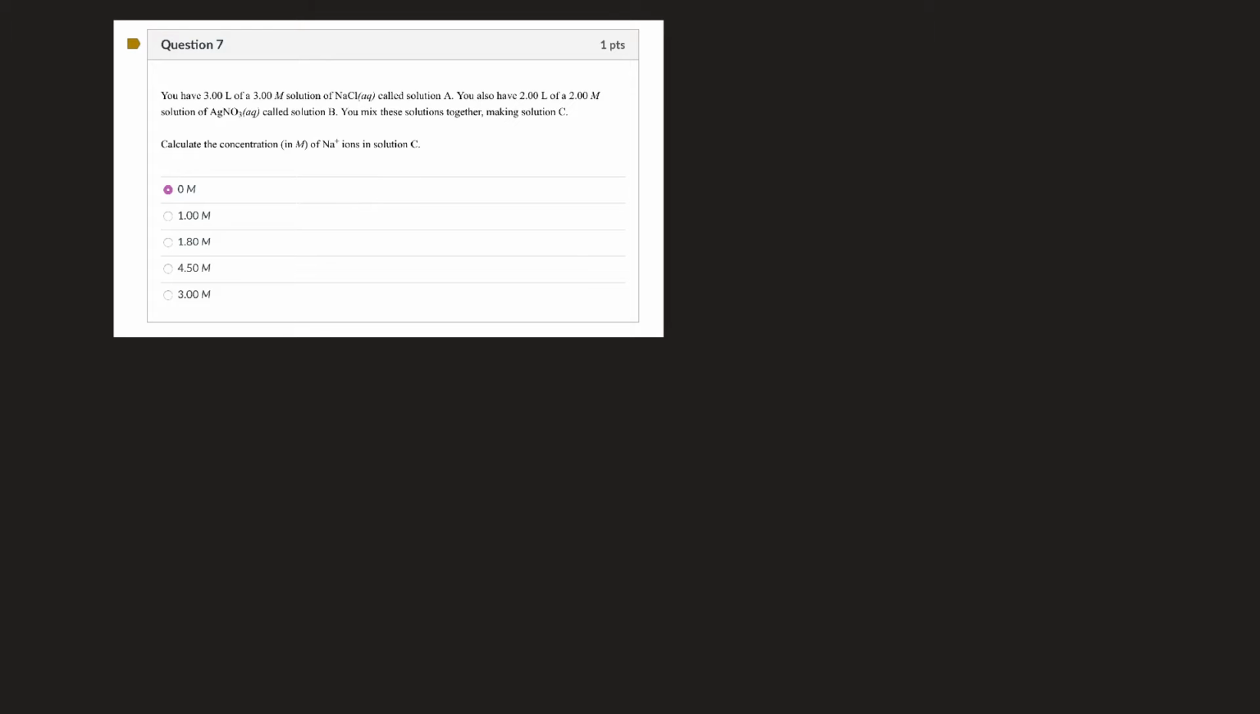All right, here's a couple of questions to sort of test our vision or our understanding of these ions. So I've got a solution A, and it has a concentration of 3.00 moles per liter, and it has a volume of 3 liters, okay? And that's of sodium chloride.